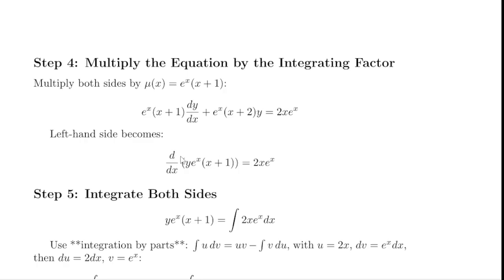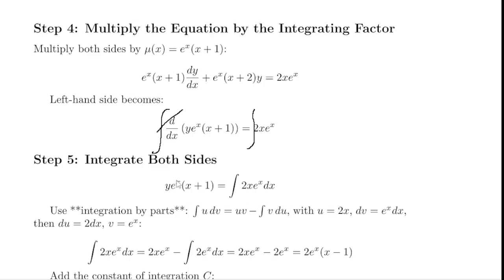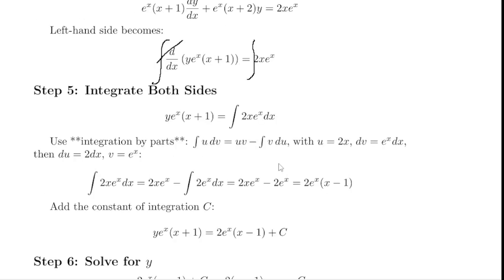And then our goal is to solve for y, so we have to integrate both sides. When we integrate, the integral and the derivative are going to cancel. So we have y e to the x times x plus 1. But we want to integrate 2x e to the x dx. For that, we're going to use integration by parts, with u equal 2x, dv is e to the x dx. du is 2 dx, v is e to the x. So we'll plug it in and end up with 2 e to the x times the quantity x minus 1. That's going to go on the right side, but don't forget to add a constant c.